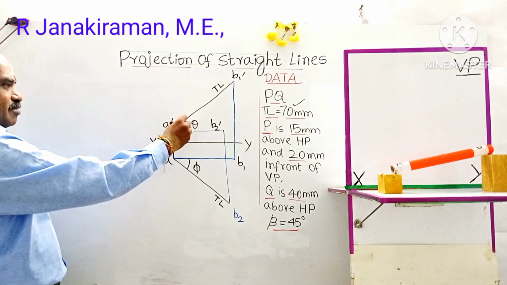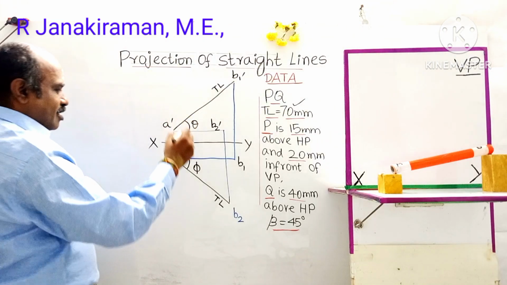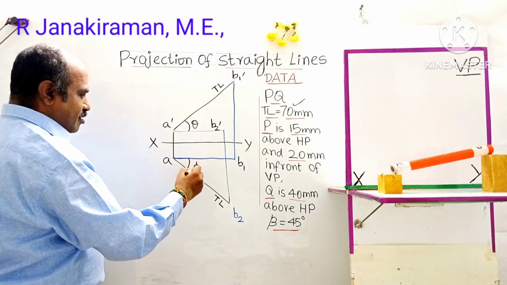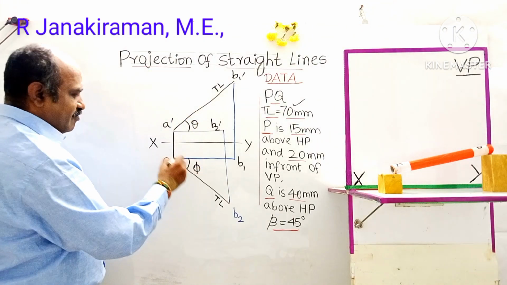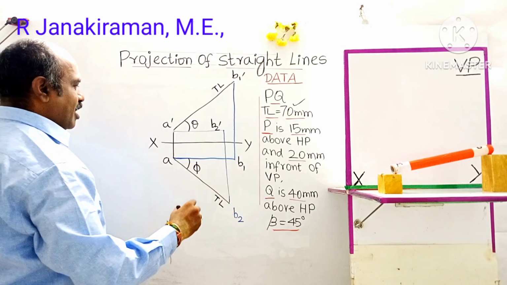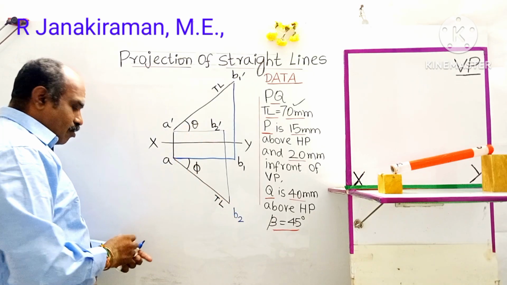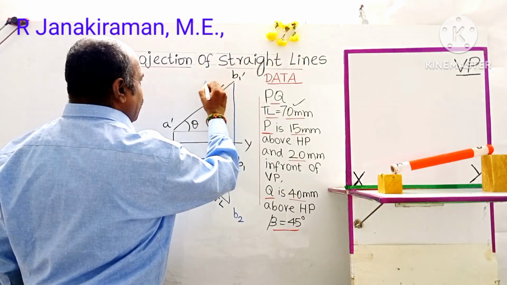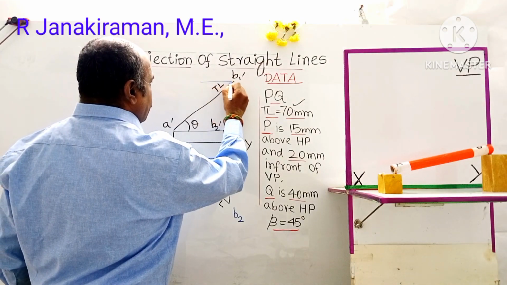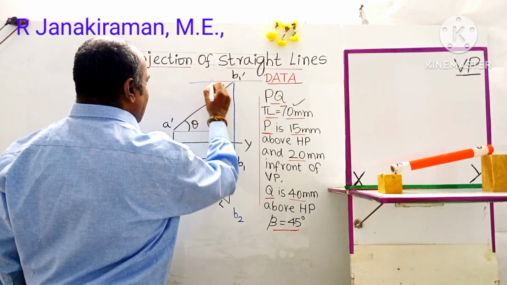Okay, true inclination with HP is theta, that comes above the XY line. True inclination with VP is denoted as phi, will come below the XY line. Okay, next we draw a horizontal locus line passing through B1 dash. Similarly, another locus line passing through B2.